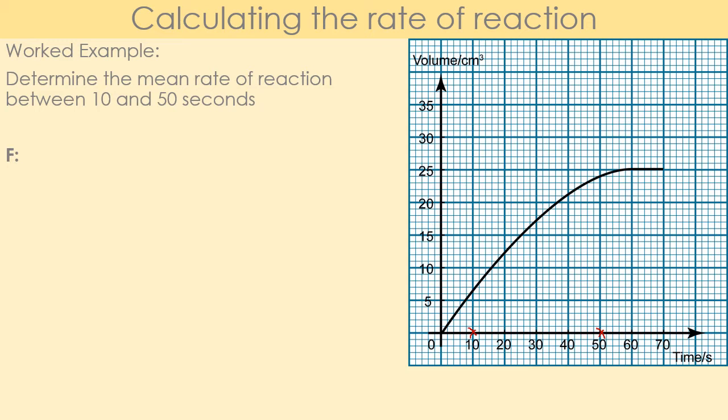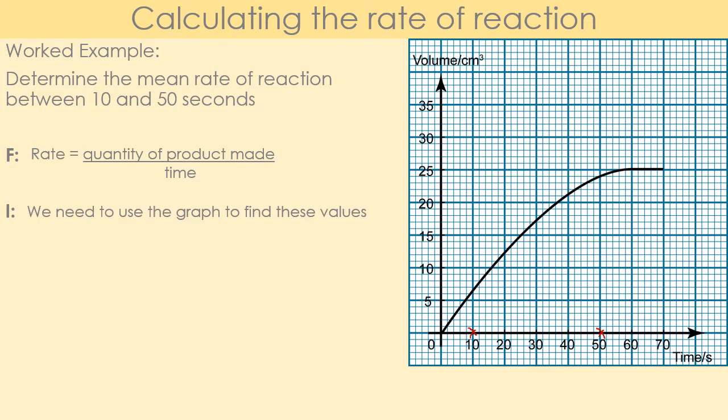I'm going to do the same thing though. I'm going to use my FIFA acronym, so my F or my formula. My rate of reaction is the quantity of products made divided by time. That hasn't changed, I'm still going with FIFA. For my I, insert values, this time I actually need to use my graph for this value. So I'm going to start off by finding what I've got with the graph.